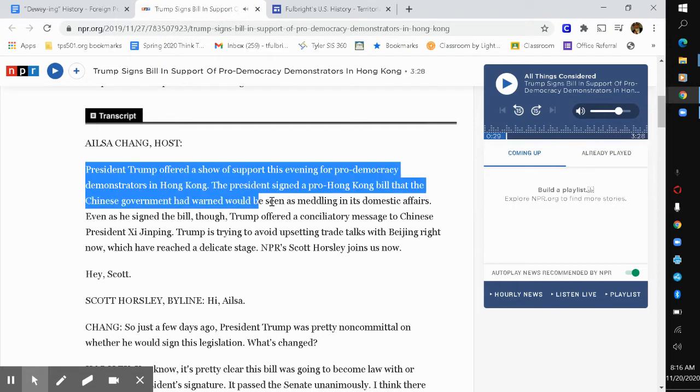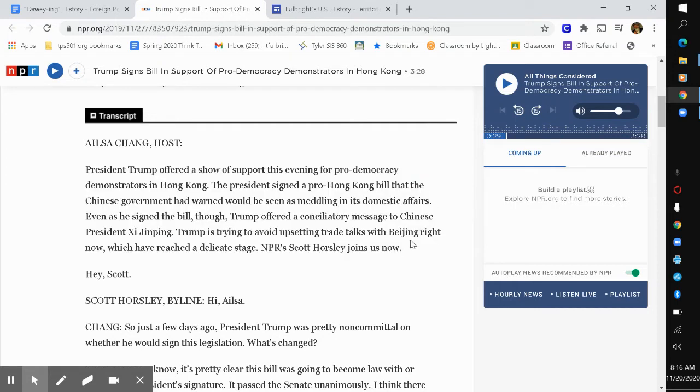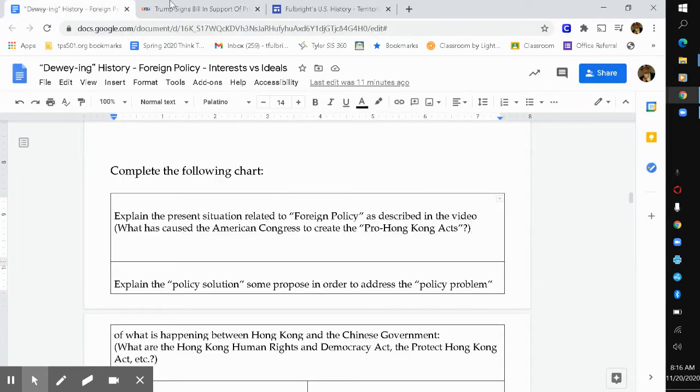So this tells us pretty much everything that we need to know, but we'll go ahead and listen to the rest of the article. So we know the current situation.